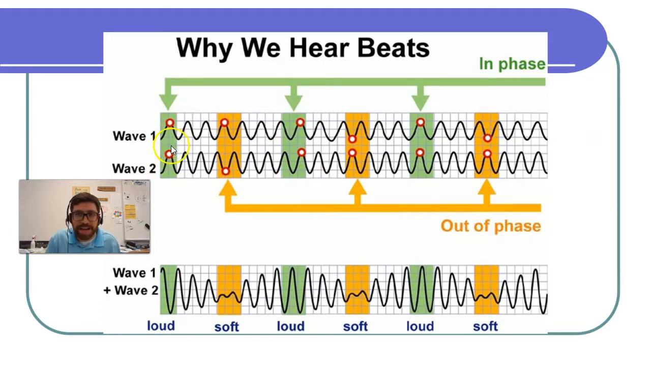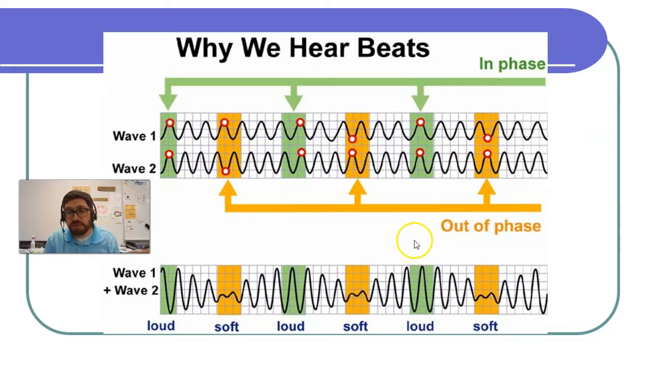Sometimes they match up exactly. That would be what we call in phase. Sometimes they match up exactly opposite, so like yours is on when theirs is off. That would be kind of like out of phase. And those conditions alternate. The in phase alternates with the out of phase. We get an in phase and an out of phase, an in phase and an out of phase.